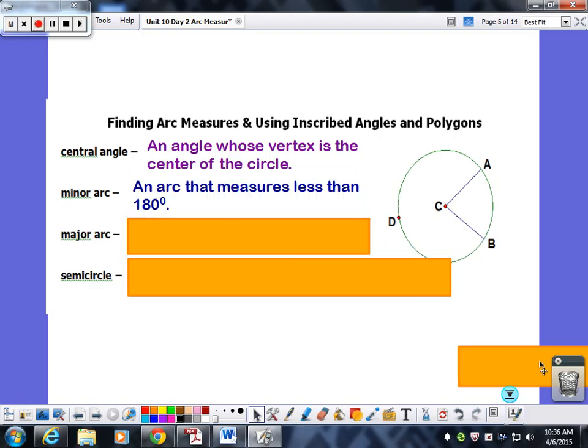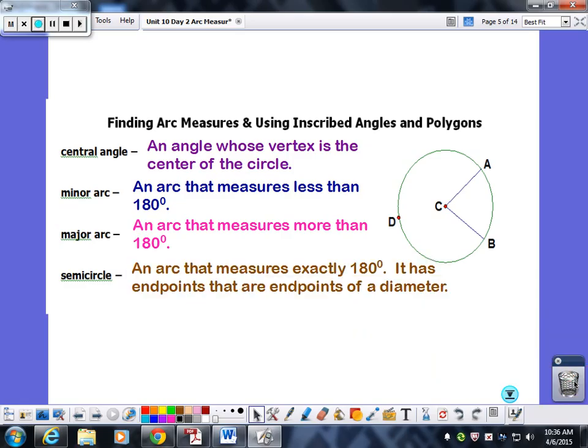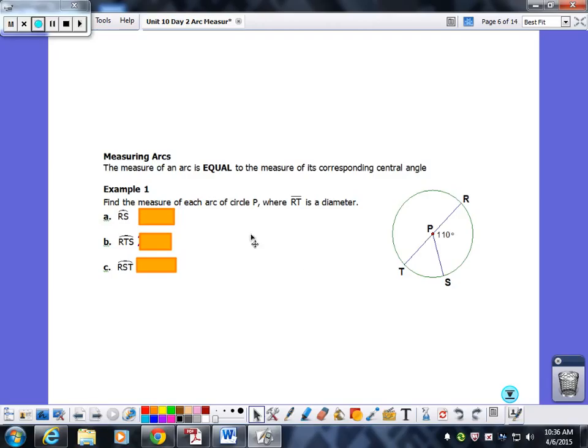A minor arc is an arc that measures less than 180 degrees. A major arc is an arc that measures more than 180 degrees. And a semicircle is an arc that measures exactly 180 degrees. Its endpoints are the endpoints of a diameter. The measure of an arc is equal to the measure of its corresponding central angle.